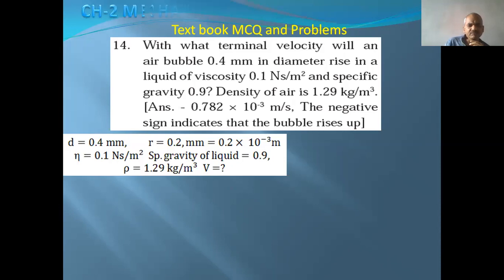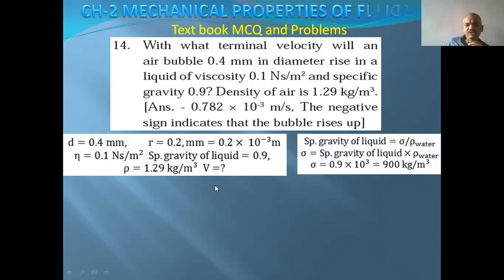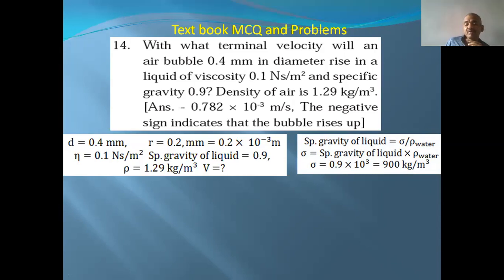the densities must be known to us, that is the density of the air bubble and the density of the liquid. But instead of density, they have given the specific gravity, and from this specific gravity of the liquid, one should first find out the density of the liquid. And the specific gravity of the liquid is the density of the liquid with respect to water, means sigma divided by rho for water. Therefore sigma becomes specific gravity into rho for water.